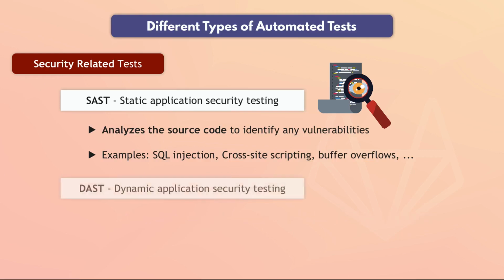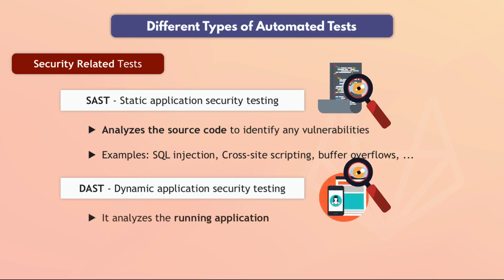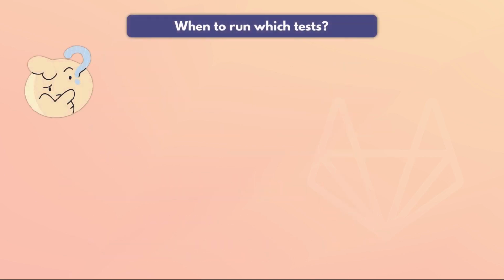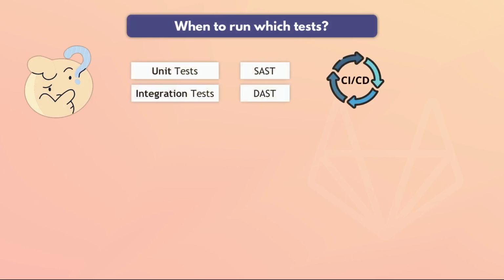And besides SAST, we also have what's called DAST, which stands for Dynamic Application Security Testing, which is a testing method that examines an application's security dynamically as the application is running, in order to find vulnerabilities that an attacker could exploit.